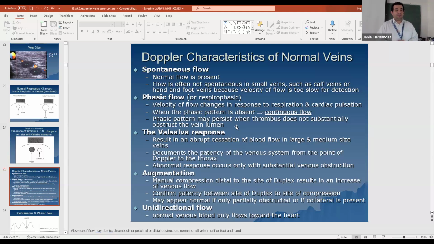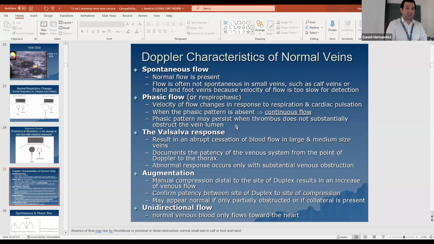Valsalva response. Again, we know that we have the patient do a Valsalva. This should cause an abrupt cessation or diminished flow volume and diminished velocities. We can utilize that to determine the patency of vessels if they dilate during the Valsalva maneuver. And then augmentation. This is something that we do a lot during our venous studies. If we need to elicit flow within a vessel, you can reach down and augment distally to try and show flow and patency of the vessel.